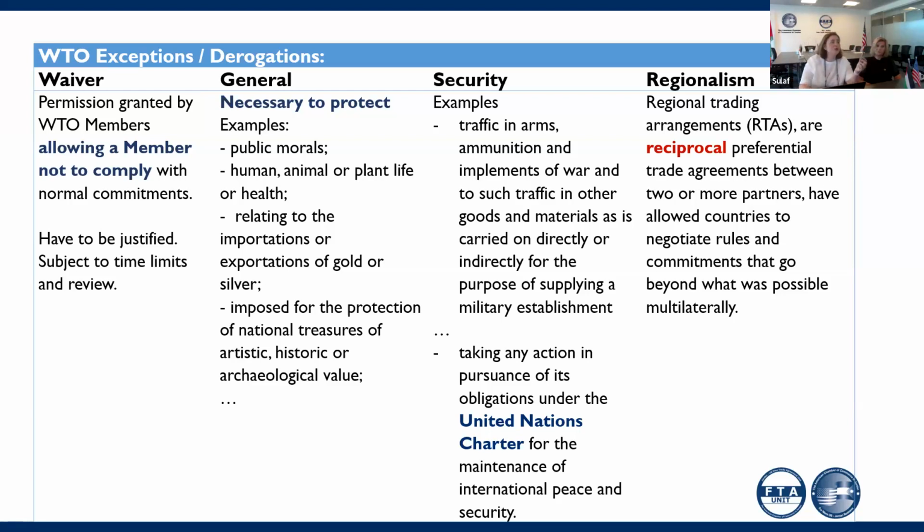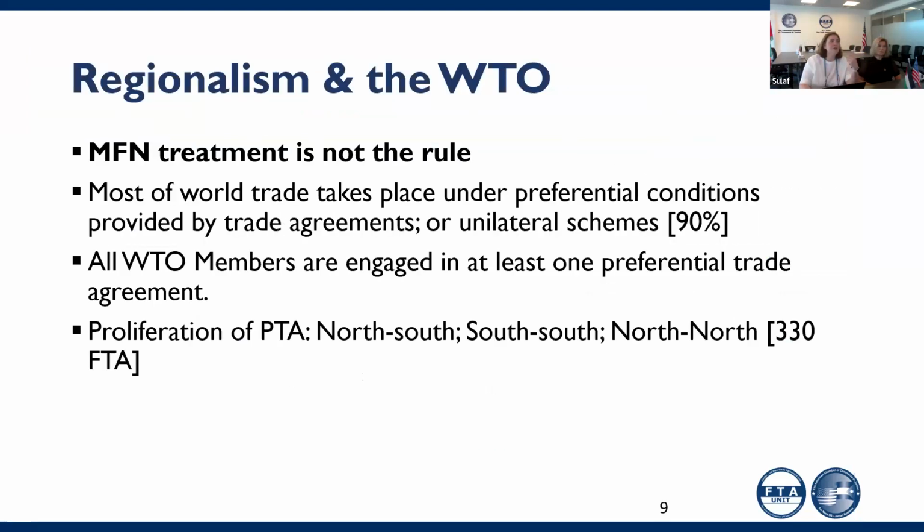Another exception is the general system of preferences. So even as we go through these four main exceptions, there are other situations that allow countries to deviate and not abide by the exact rule, such as the enabling clause or the general system of preferences, where developed countries offer developing countries lower tariffs for their products to help them grow and be economically prosperous.